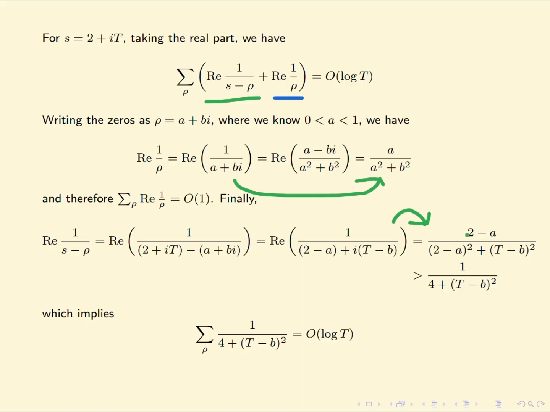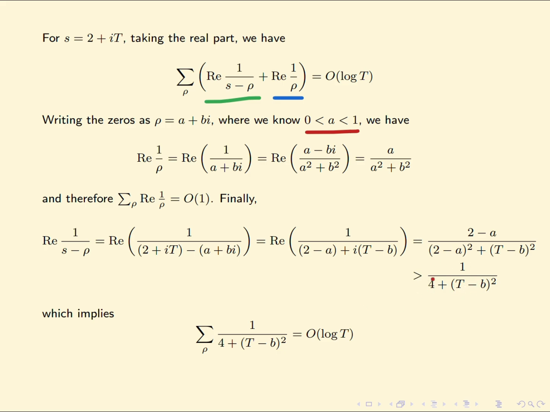And then I'm going to claim that this thing is greater than 1 over 4 plus t minus b squared. And this is because of what I know about a here. So remember, a is a non-trivial zero of the zeta function. So the real part of a is going to be between 0 and 1. So 2 minus a must be between 1 and 2, which is more than 1. And then 2 minus a squared is definitely less than 4. It's between 1 and 4, but I'm just going to say it's greater than 1 over 4 plus this thing.